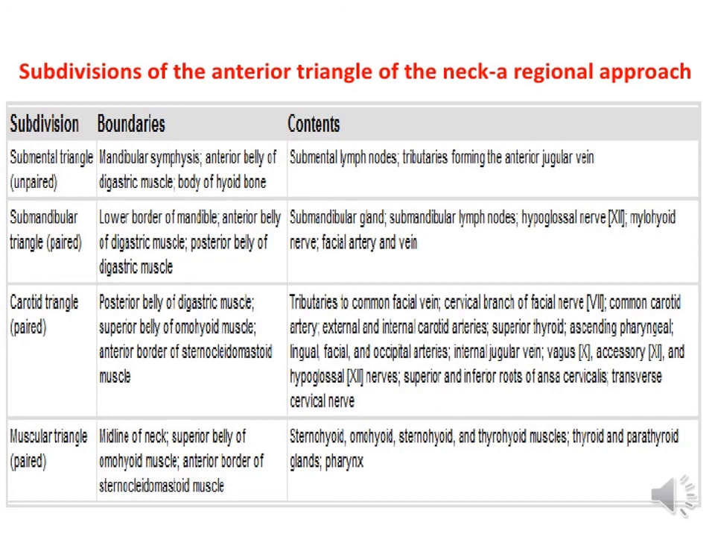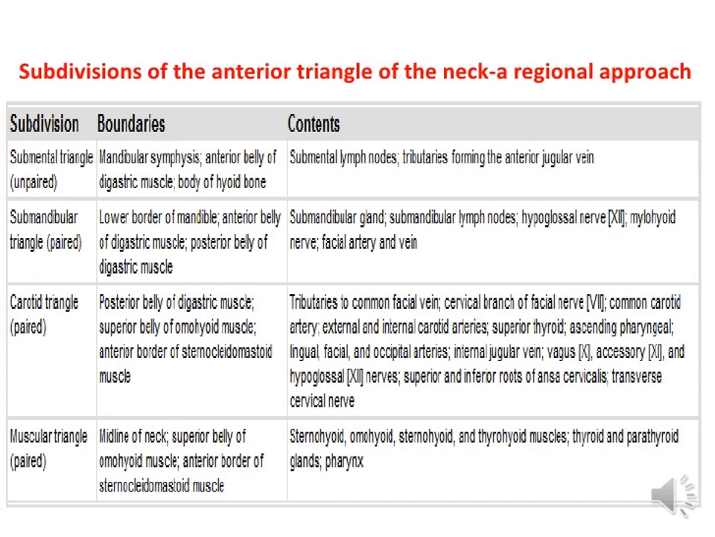The second triangle, the submandibular triangle. Its boundaries: lower border of the mandible, anterior belly of the digastric muscle, posterior belly of the digastric muscle. Its contents: submandibular gland, submandibular lymph nodes, hypoglossal nerve, and mylohyoid nerve, facial artery, and vein.